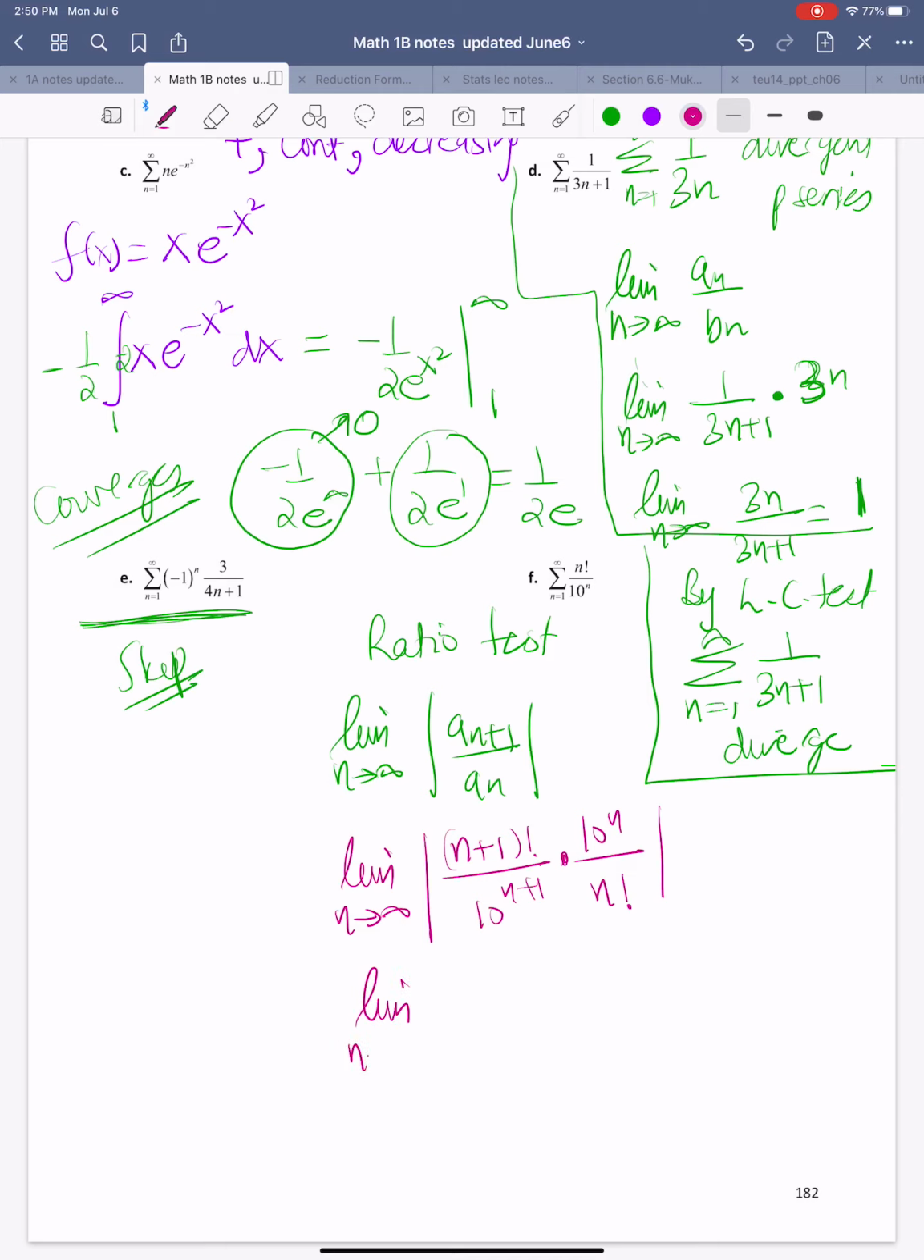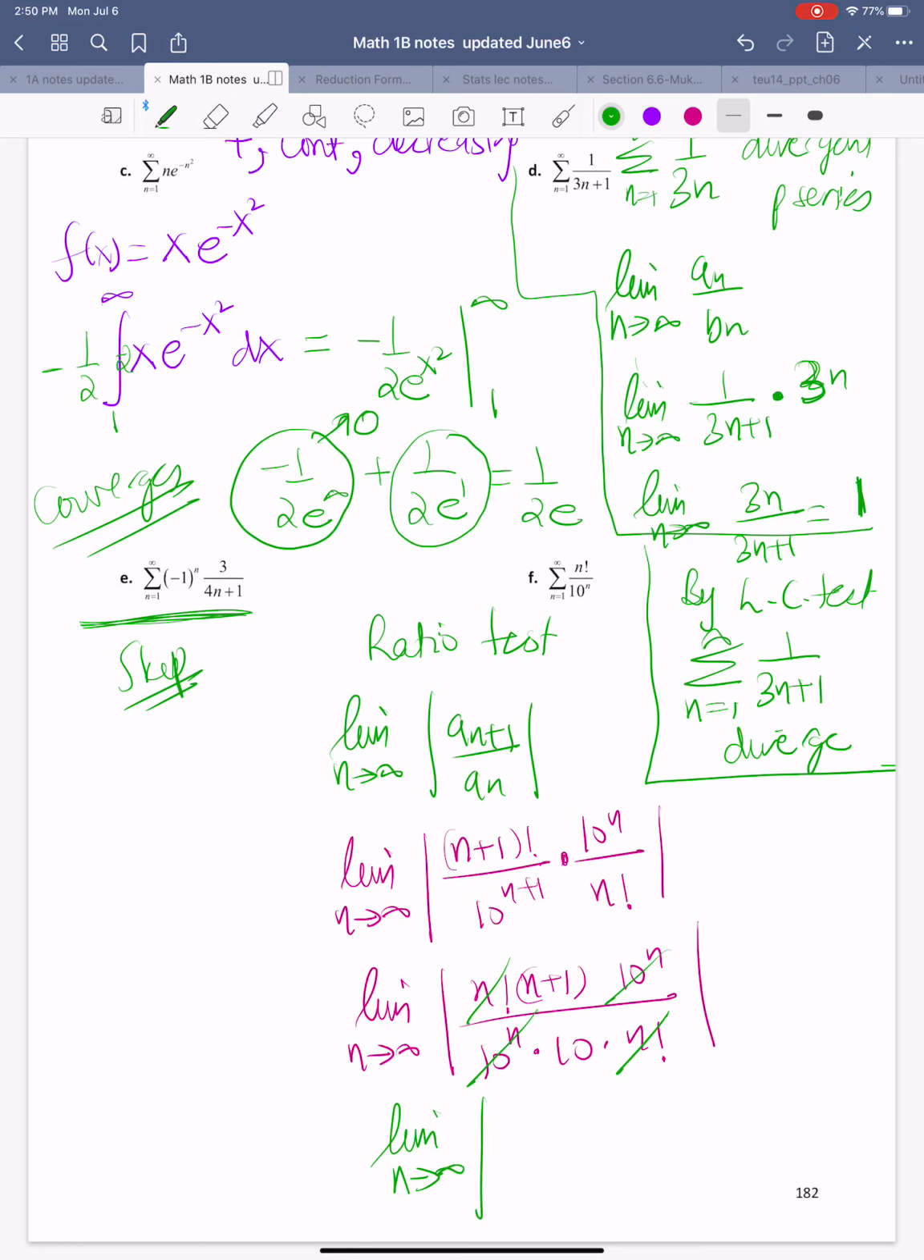Okay, so we have limit as n goes to infinity, n plus 1 factorial is n factorial times n plus 1, times 10 to the power n, over 10 to the power n times 10 times n factorial. Let's see what we can get rid of. The n factorial can be gone between top and bottom. So I'm left with limit as n goes to infinity of n plus 1 over 10. When n goes to infinity, this limit goes to infinity. So ratio test says if this limit turns out to be infinity or something greater than 1, then the series diverges. So that is a divergent series.